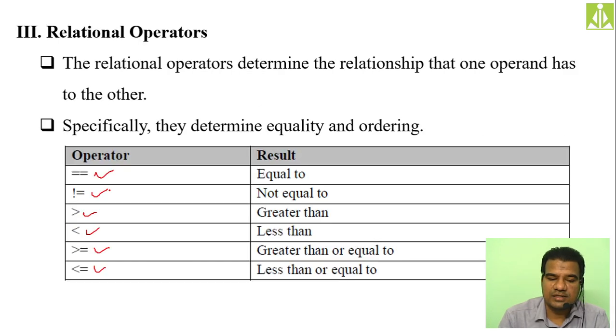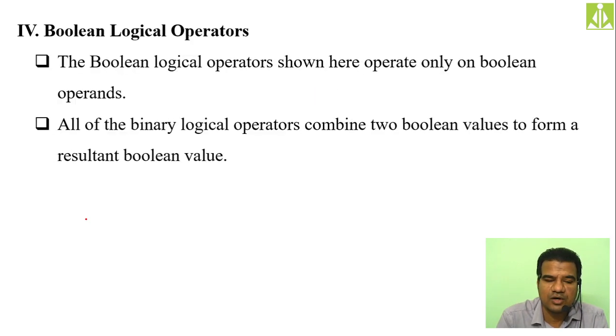Always see the output of these relational operators: whenever you go for comparison, the output will be a boolean value, isn't it? If they are equal, it will return true. In case of equality, the double equal to operator, if both the operands are equal, it will return true. If both the operands are not equal, it will return false. For not equal, if both the operands are not equal, it will return true. If both the operands are equal, it will return false. Likewise, less than, greater than, in that same way it will do the comparison.